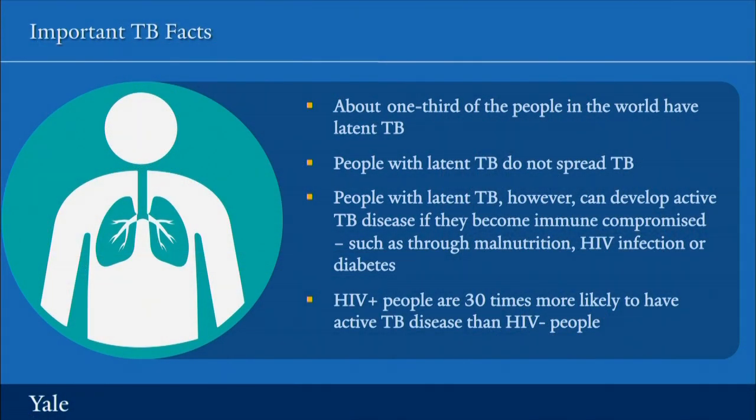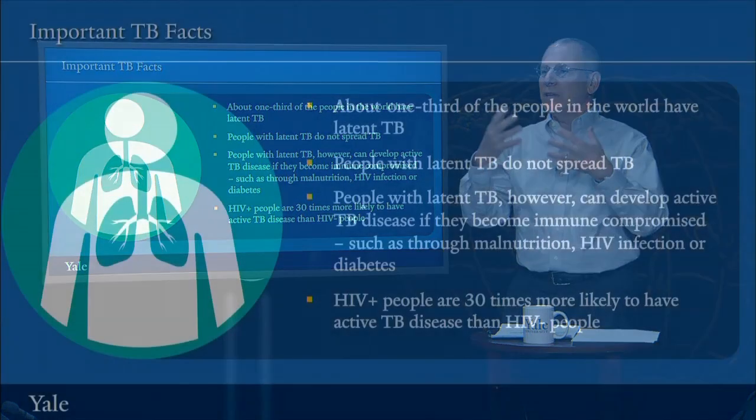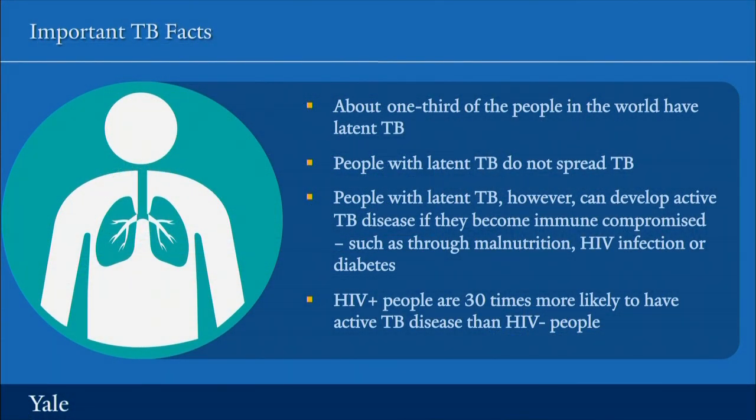It's also important to note that about 1/3 of the people in the world have latent tuberculosis. This is really important because it turns out that if these people become immune compromised, for example, through undernutrition, diabetes, or old age, that latent TB can emerge as active TB disease. But people with latent TB do not spread TB. And as I mentioned, people with latent TB can develop active TB disease.